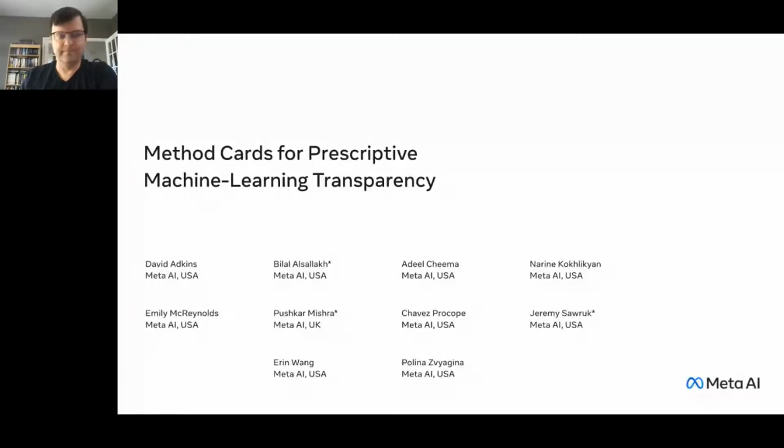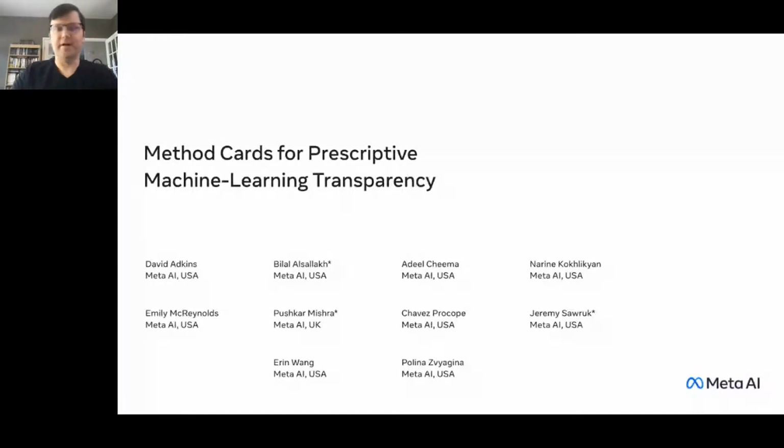And then with that, I would like to introduce the third or the fifth speaker, depending on how you count, Method Cards for Prescriptive Machine Learning Transparency. So Jeremy, please. Thank you. Let me get this in. It's this one. Okay. You can see my screen now? It is coming up. Yes, we can see it. Thank you very much.